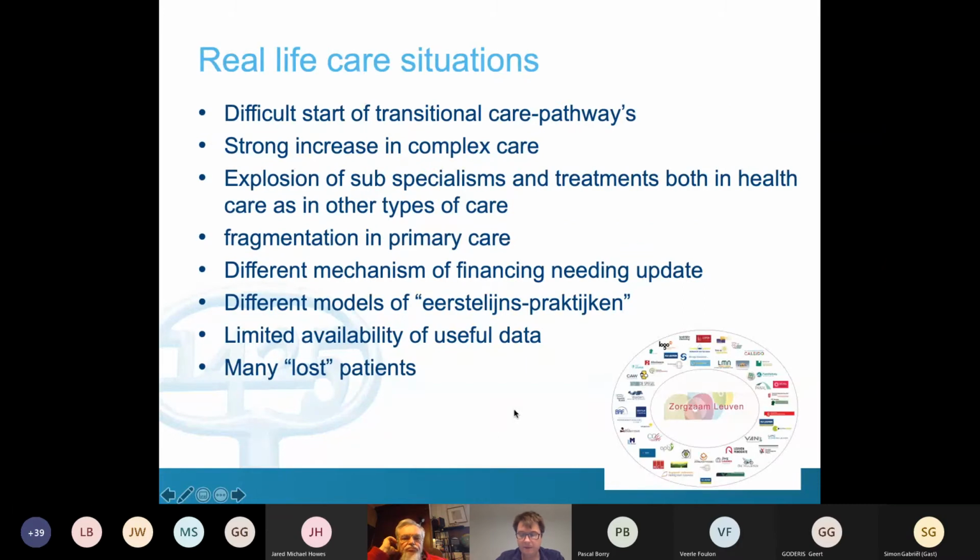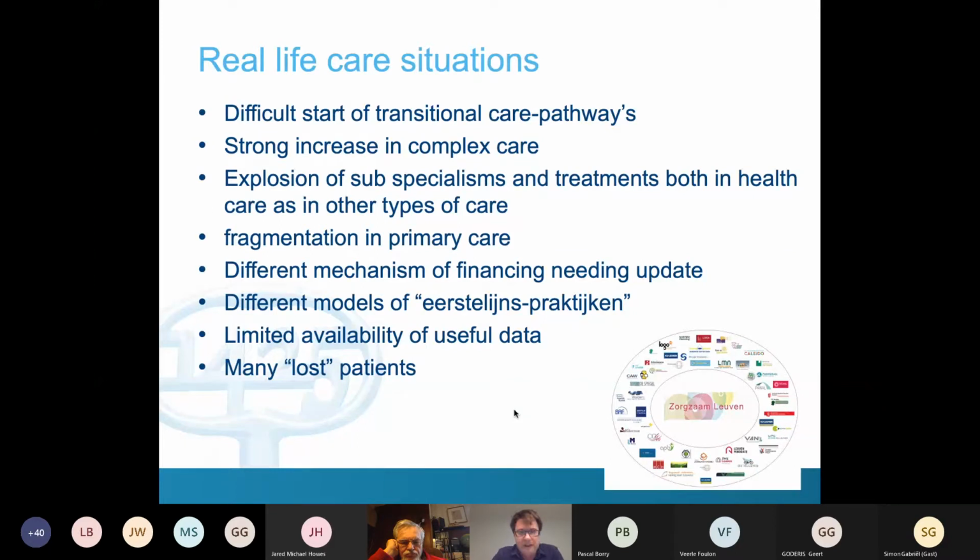That's basic Intego. But the problem about what we're trying to do is that real life clinical practice is becoming very complex. What did we see a few years ago? There were all kinds of care trajectories, transitional care pathways, and so on. They have different names, zorgprogramma's, zorgtrajecten, and so on. They were implemented, but that was a difficult start. That was not the solution for the problems we saw.